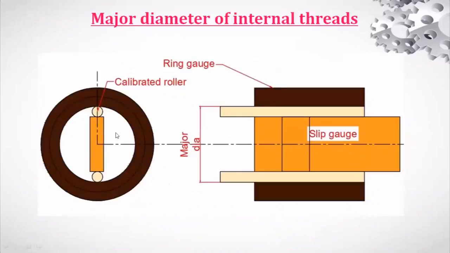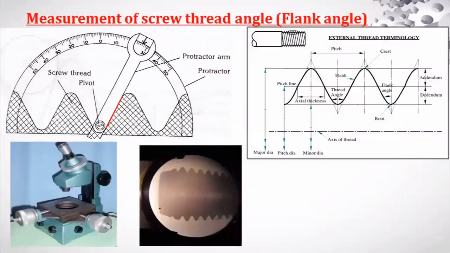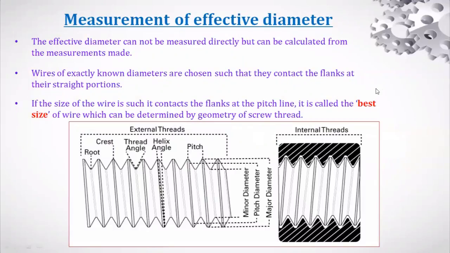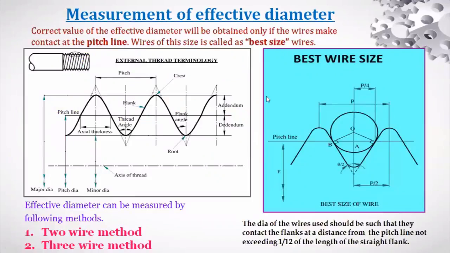You can see this image, right? In the last class I showed this again. Slip gauge. This is the wire, one wire, one wire. The diameter of this, the diameter of this. So major diameter, right? In the last class again I showed about this. I discussed this flank angle, based on the profile projector, optical projections. Using this protractor, you're going to measure the thread angle or flank angle. So till this, I think we discussed in the last class, right?